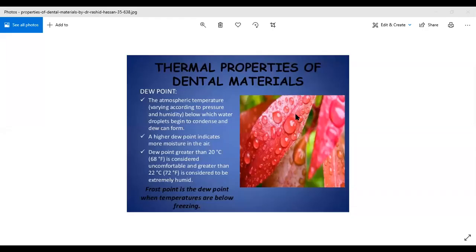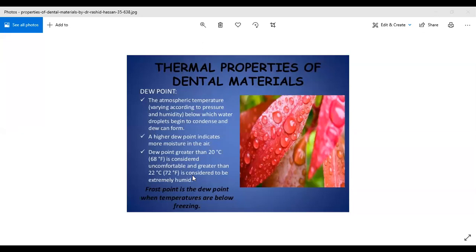You can see thermal properties of dental materials. Here they have given for dew point: the atmospheric temperature, varying according to the pressure and humidity, below which droplets begin to condense and dew can form. Not a clear explanation; I'm not finding one anywhere in these dental materials texts or at the seminars. Dew point greater than 20 degrees is considered uncomfortable and greater than 22 degrees is considered to be extremely humid.